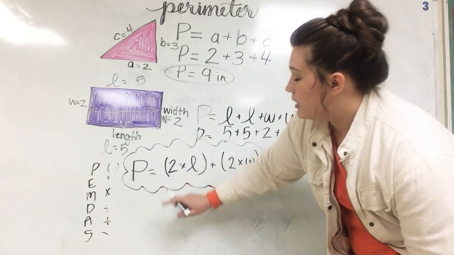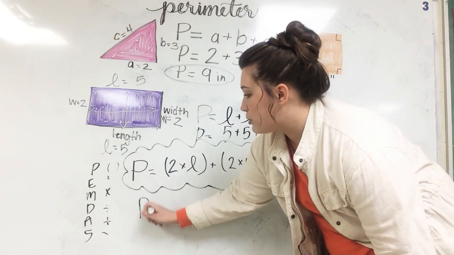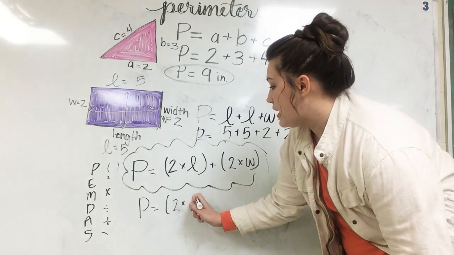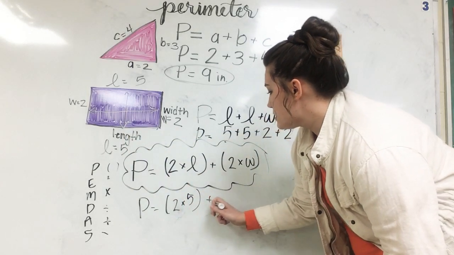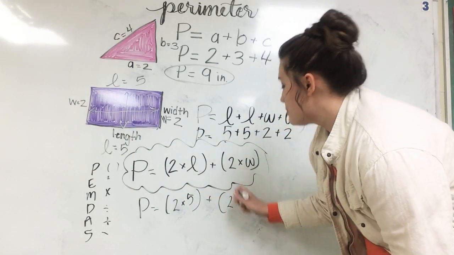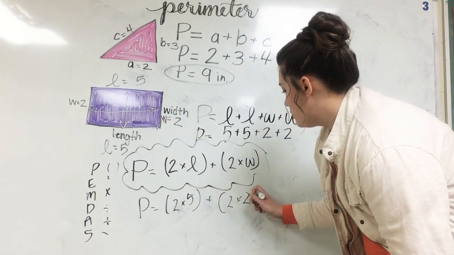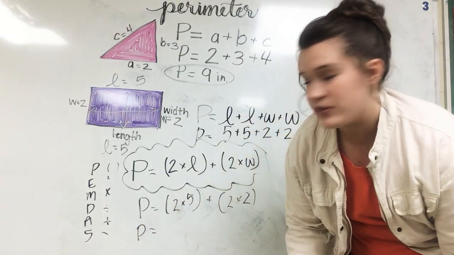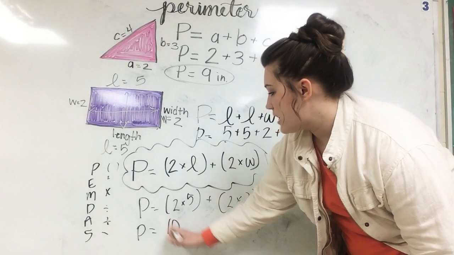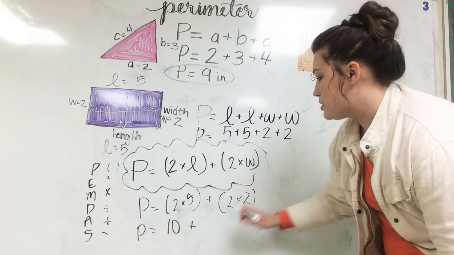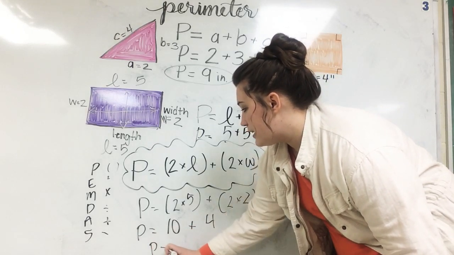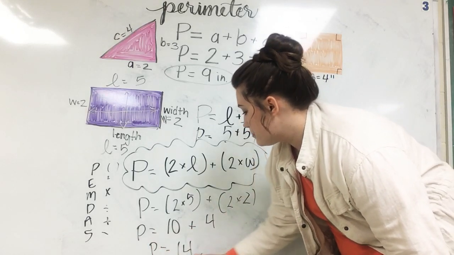So with this rectangle, if we were to insert our formula, we have our perimeter equals 2 times my length, which is 5, plus 2 times my width, which is 2, and then we're going to go down here and keep solving. P equals 2 times 5 is what? 10. So we solved for 10, we're just going to leave that plus 2 times 2 is what? 4. And now we add these together, so my perimeter is 14.